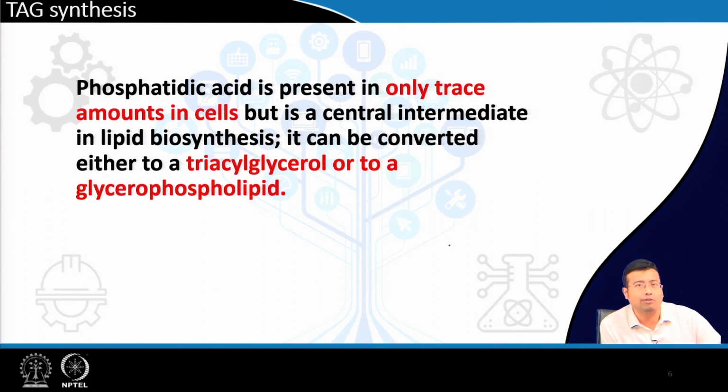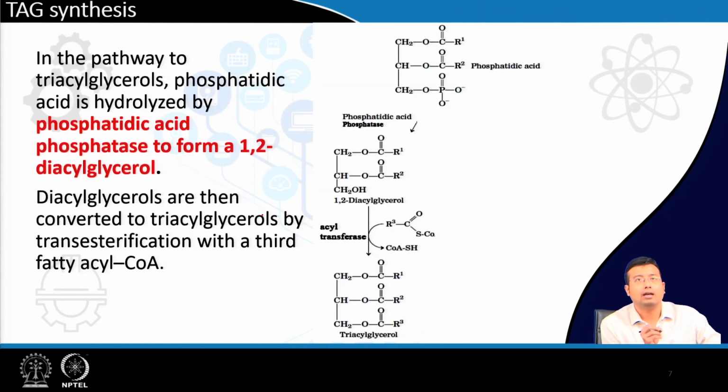Now a bit of information about phosphatidic acid. This phosphatidic acid is actually present in a very small amount inside the cell, but it is a key molecule. It plays a sheet anchor role in all types of lipid biosynthesis. It is a key intermediate that can be converted to any type of triacylglycerol or glycerophospholipid, okay, any type of glycerophospholipid or TAG. Now let us see how it happens. So phosphatidic acid, we need to get rid of this phosphate group somehow. How can we do that?